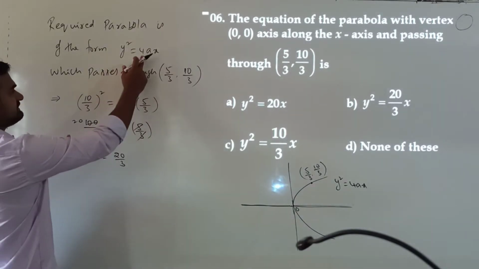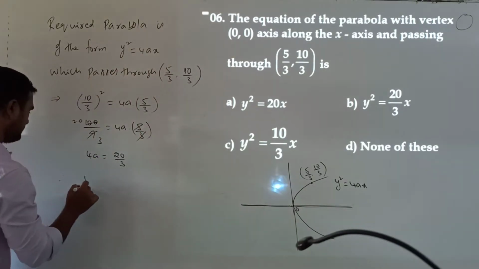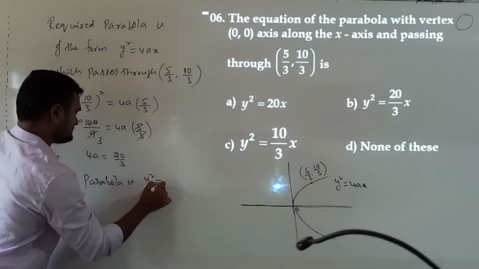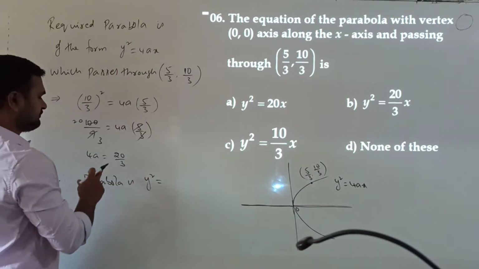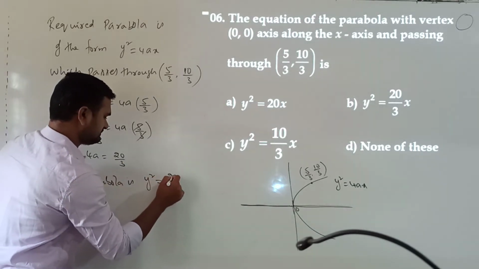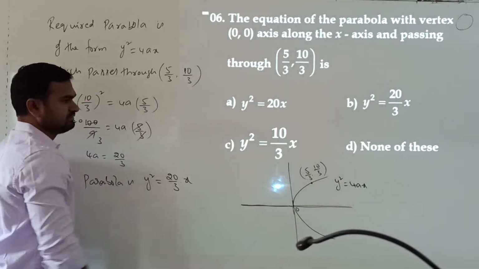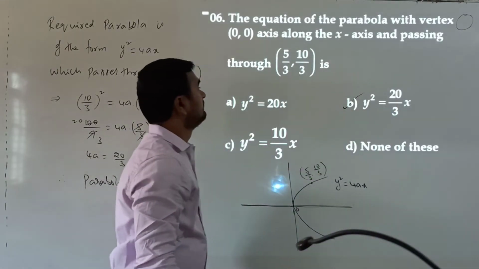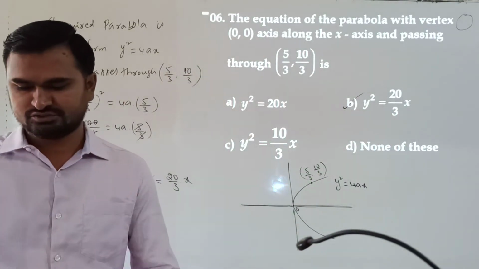We can find the a value also, but here 4a is needed. So therefore the parabola is y square equal to 4a into x, where 4a is 20 by 3, into x. So the second option will be correct. Okay, so let us see the next question.